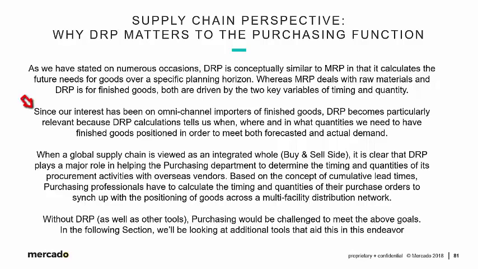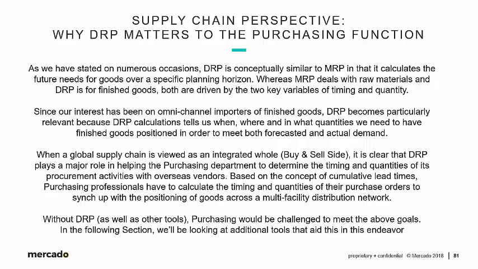Since our interest has been on omni-channel importers of finished goods, DRP becomes particularly relevant because DRP calculations tell us when, where, and in what quantities we need to have finished goods positioned in order to meet both forecasted and actual demand. Here's the big point. When a global supply chain is viewed as an integrated whole, the buy side and the sell side, it is clear that DRP plays a major role in helping the purchasing department to determine the timing and quantities of its procurement activities with overseas vendors.